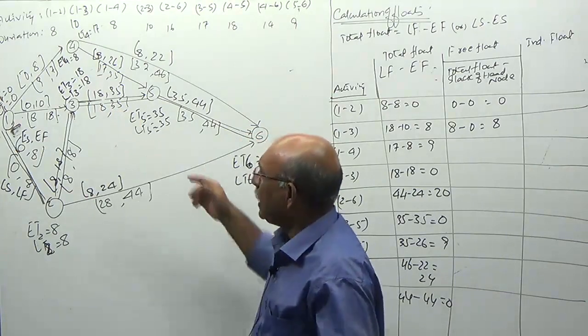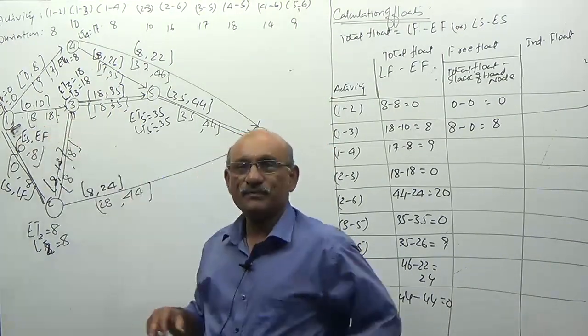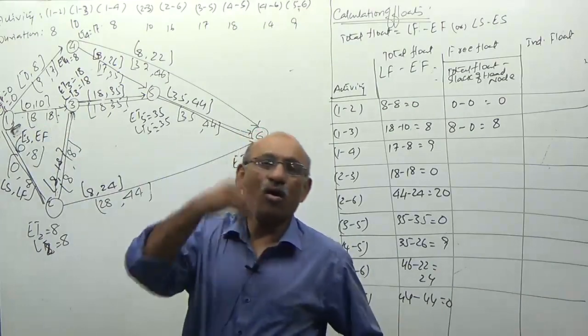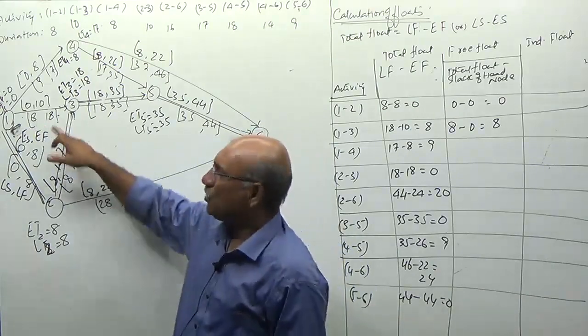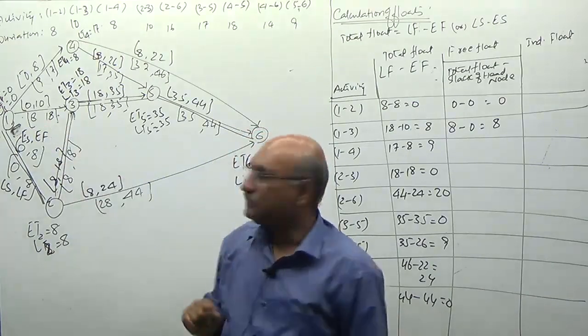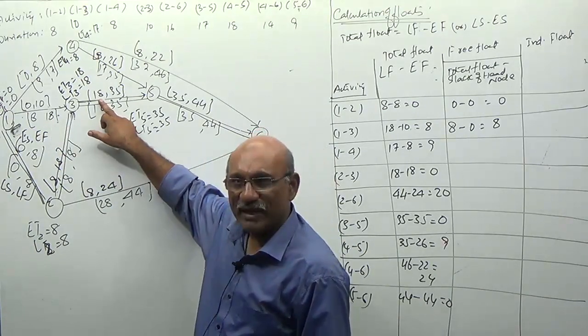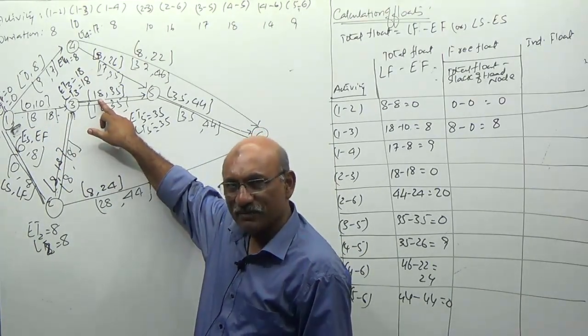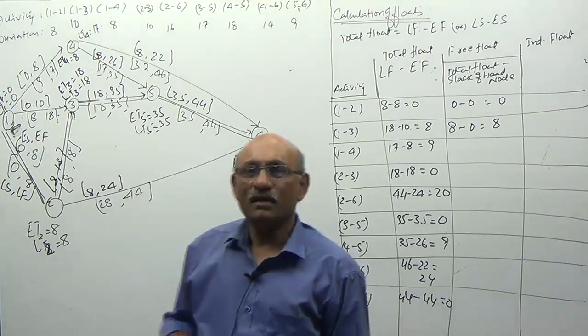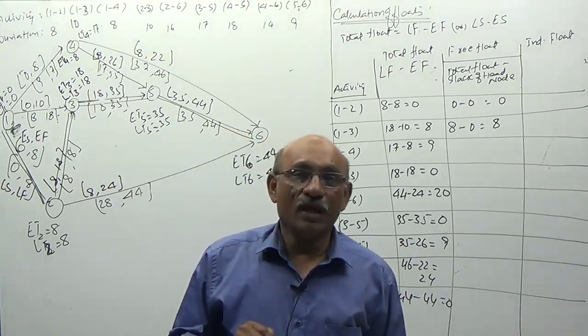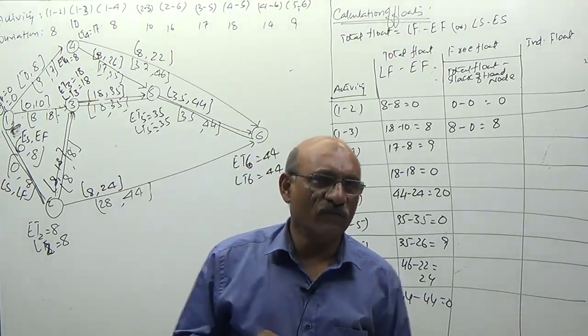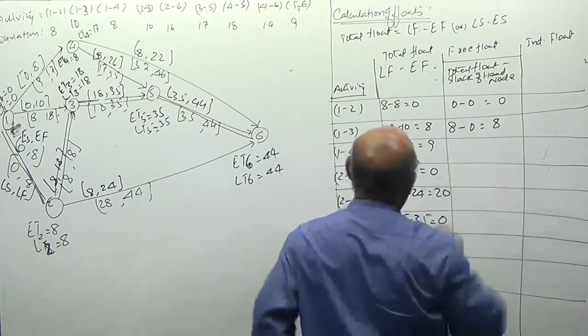One more time. This activity 1-3 is consuming, suppose, all its 8 days of time. So, it used all the 8 days. Then, am I starting my next activity at its earliest time? Yes. Then this total float is also called free float. So, this is calculated as 8.